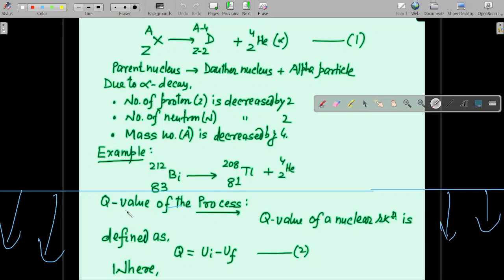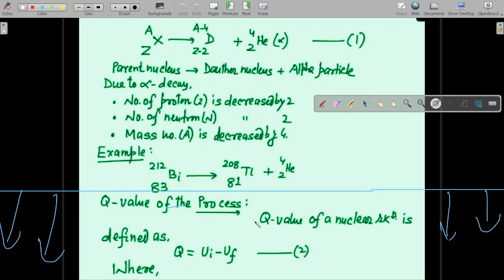So Q value of the process. Now let us understand the Q value of this particular process, the process which happened over here. Q value of a nuclear reaction is defined as... So how do we define the Q value of a nuclear reaction? How do we define the Q value of a process?